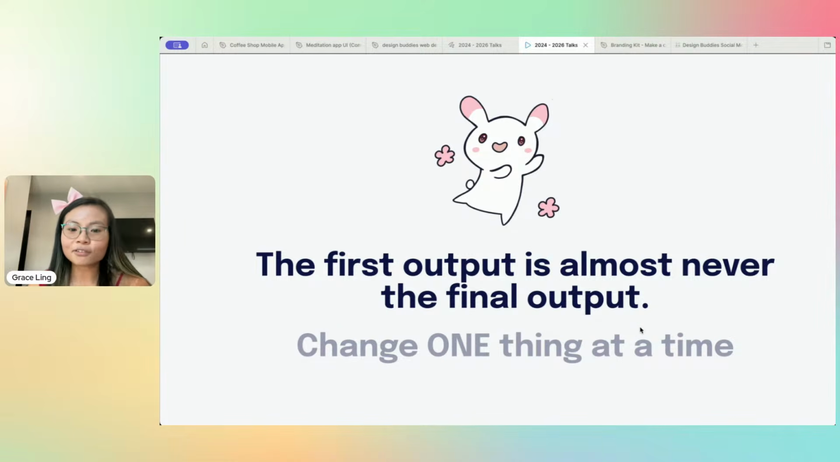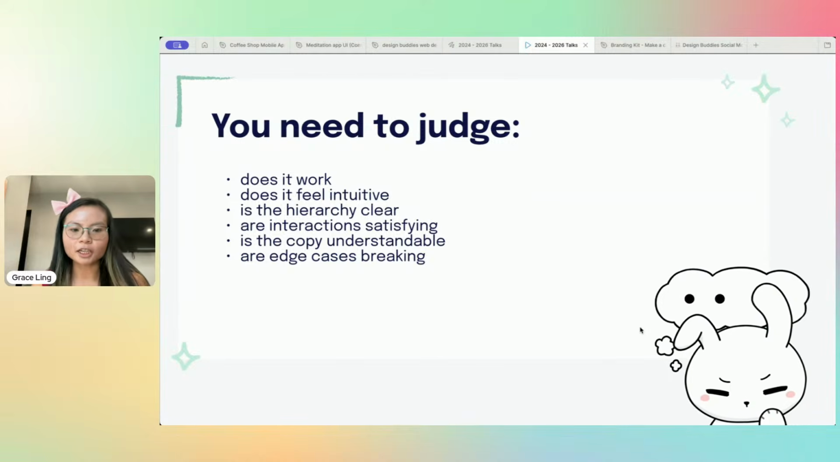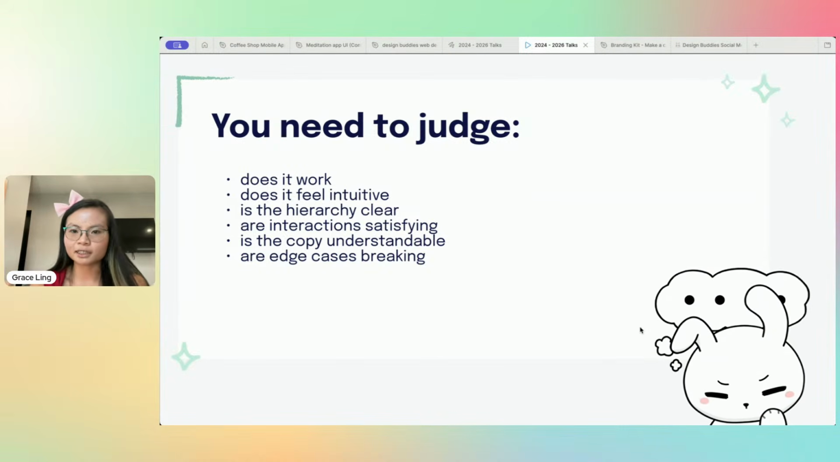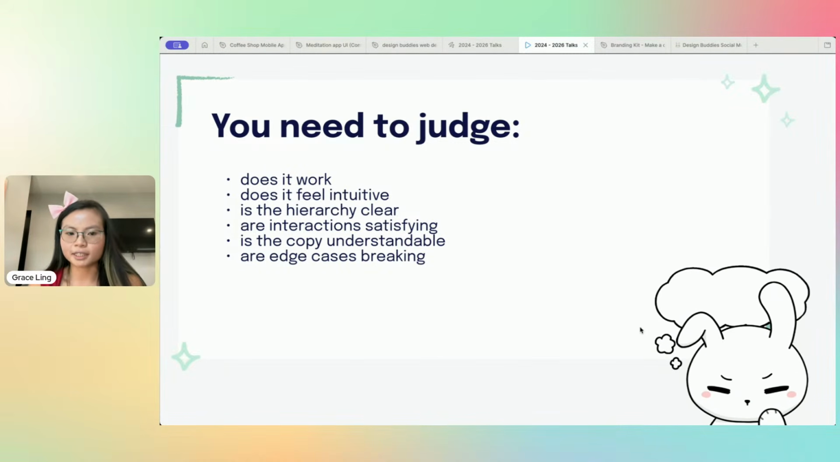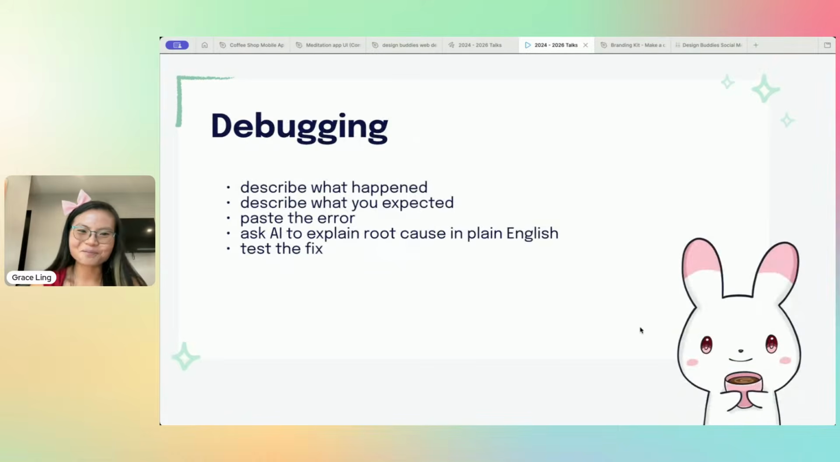Basically, the first output is never the final output. After you have put in your first initial prompt, you want to change one thing at a time, otherwise you'll confuse the agent. You also need to put your design hat on and judge if this is a good product or not, and change things based on what you see.